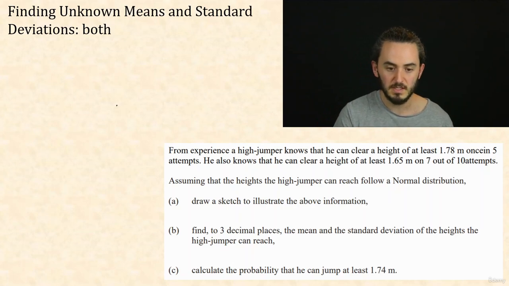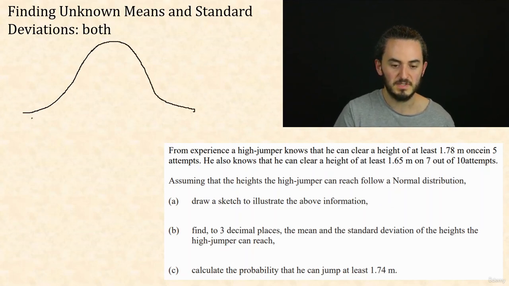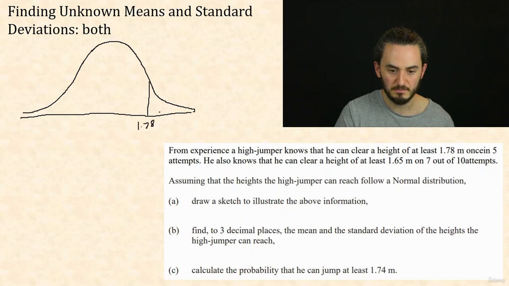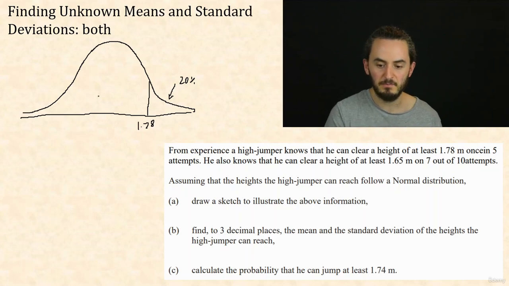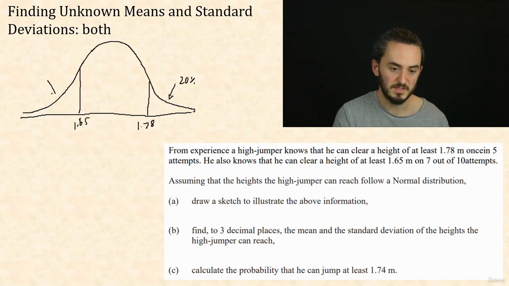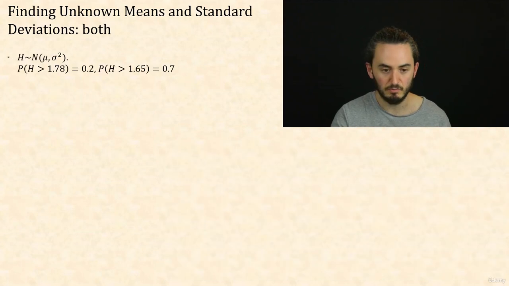Okay, so the above information is this. So here's the normal distribution, and we do not know the mean or the standard deviation, but we do know that he clears 1.78 meters 20% of the time. So here's 1.78, and there is 20%. We also know that he clears 1.65 meters 70% of the time, which means we've got 30% over on this side. Can we find mean and standard deviation? That's part B. So this was part A. Part B we're going to need more room for.